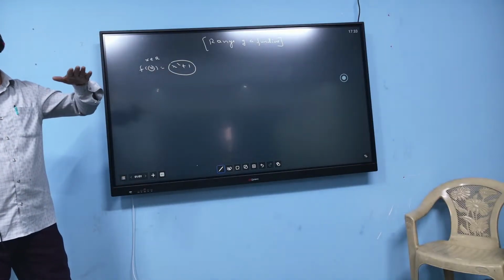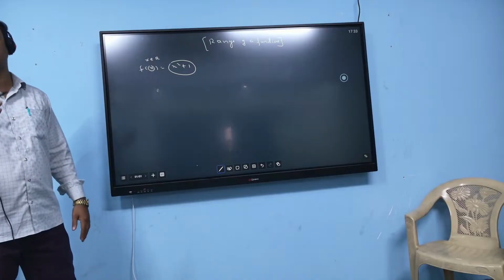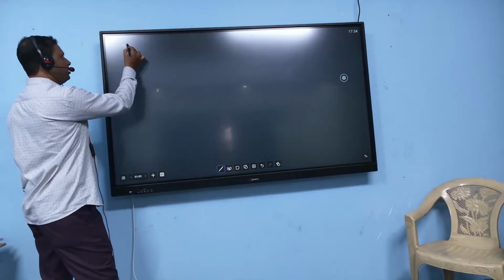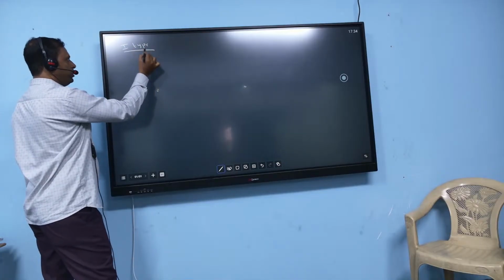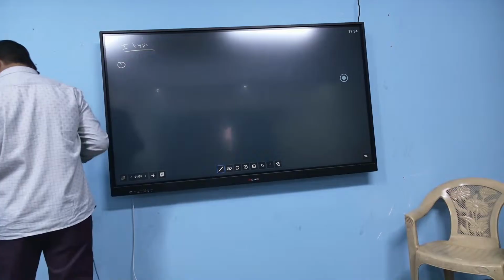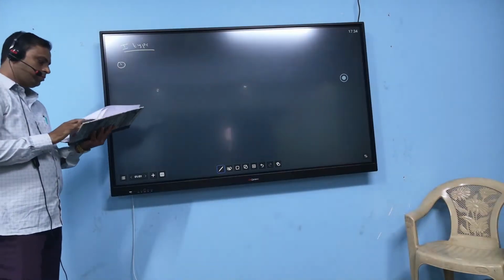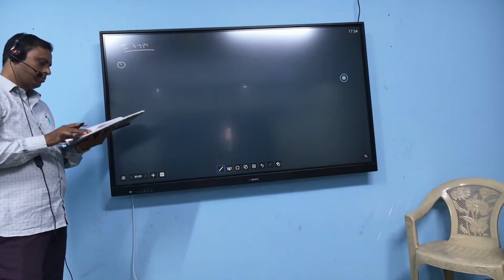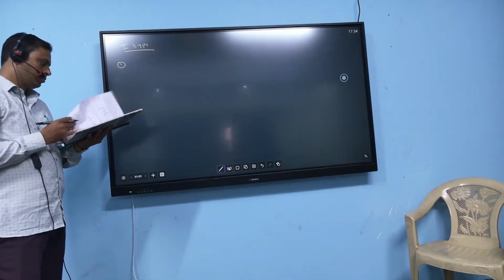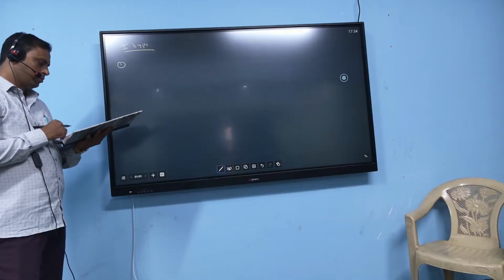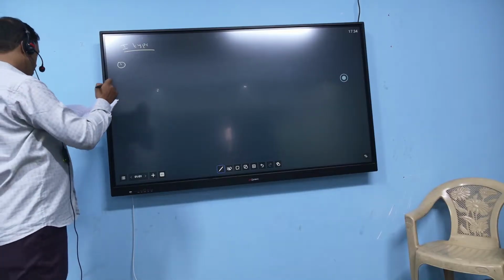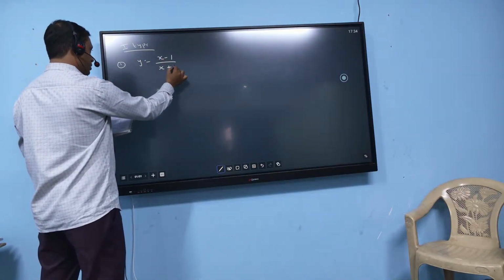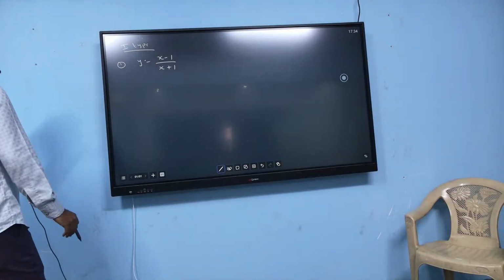So we have types of problems. We'll take type 1, type 2, type 3 and type 4. Type 1, the first type, methods of finding range. First problem: y is equal to x minus 1 divided by x plus 1.